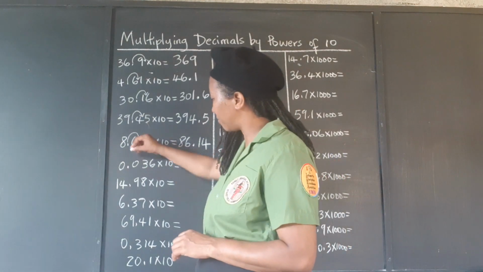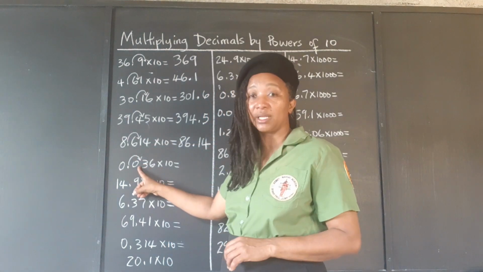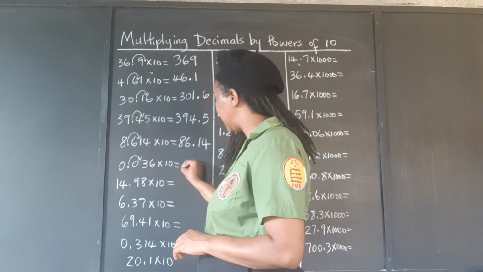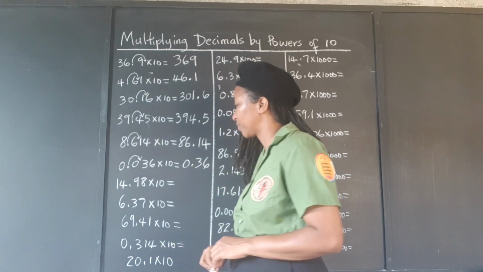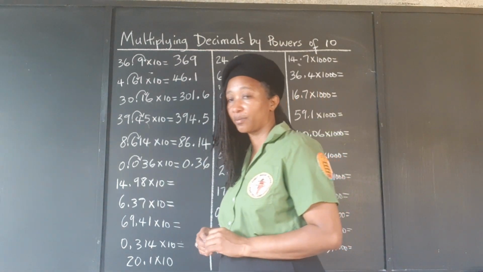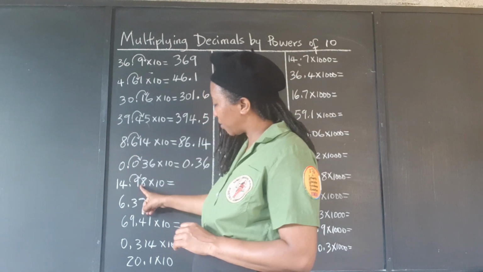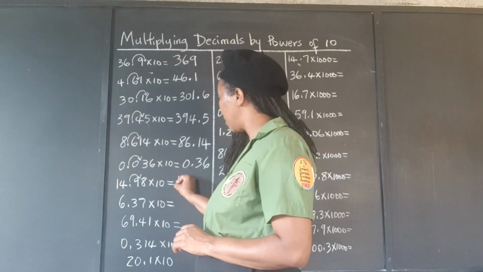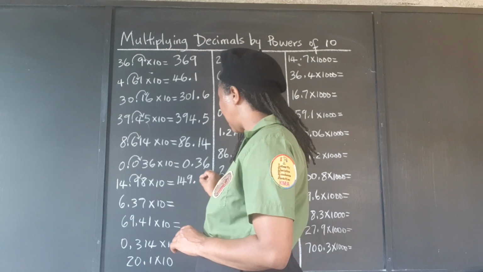0.036 times 10. So from here, we move it one place. It's going to now fall between the 0 and the 3. So it's going to be 0.36. 14.98 times 10. From here we move one place. It's going to now be between the 9 and the 8. So it will be 149.8.